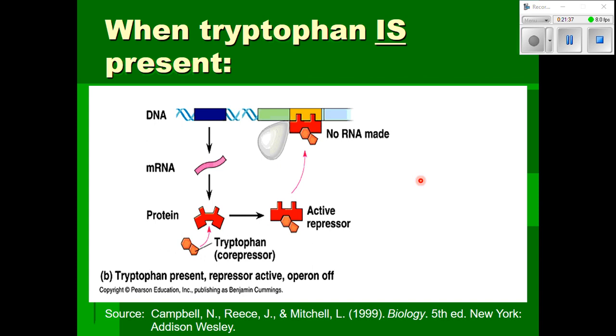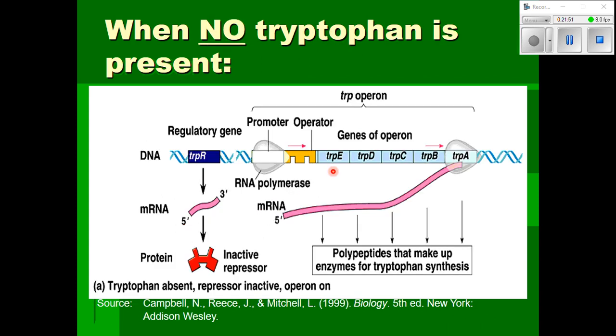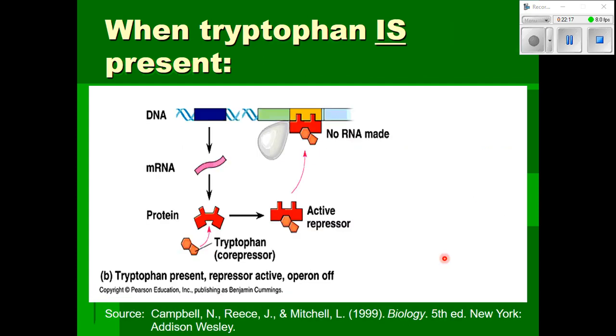And at some point in the future, the cell is once again going to be in need of tryptophan. So when all that tryptophan is gone, including this tryptophan, which is bound to the repressor, we'll go right back the way we started. When all the tryptophan is gone, the repressor becomes inactive, which means it will detach from the operator. It's in its inactive form. And now there's nothing blocking transcription. RNA polymerase will be able to transcribe those genes and make the enzymes.